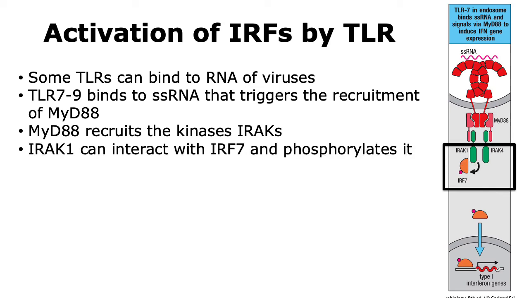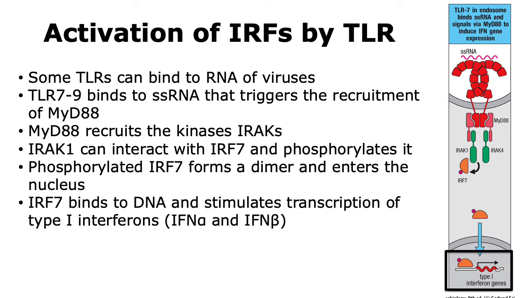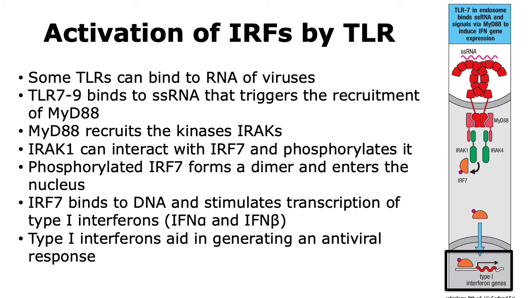Now, the IRAKs can interact with a transcription factor that is present in the cytoplasm called interferon regulatory factor 7, or IRF7. And this IRF7 gets phosphorylated by the IRAKs. The phosphorylated IRF7 is able to form a dimer, and this facilitates its entry into the nucleus, where it is able to bind to the promoter regions of type 1 interferon genes, which include interferon alpha and interferon beta. These type 1 interferons that are produced help in generating an antiviral response that protects host cells from viral infections.